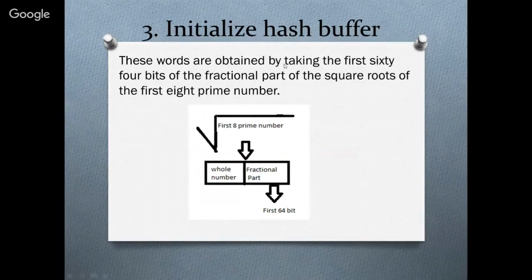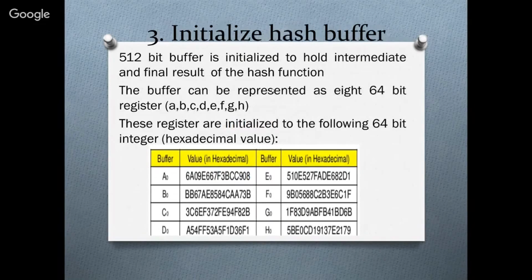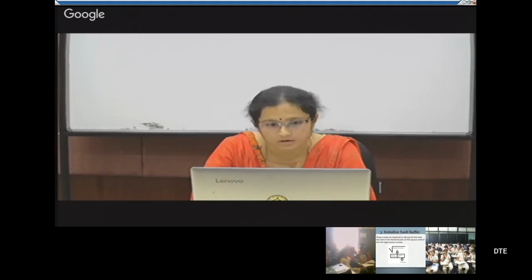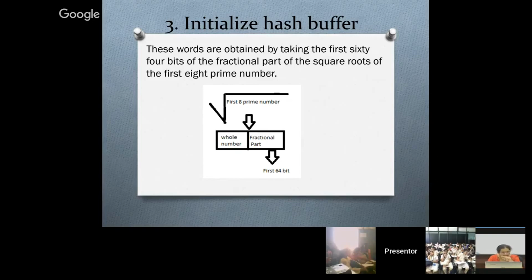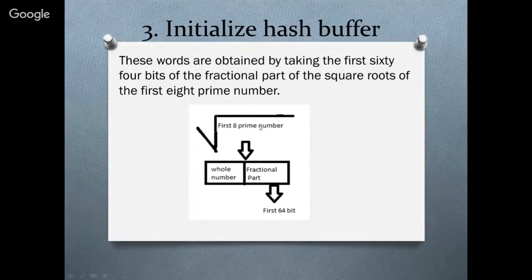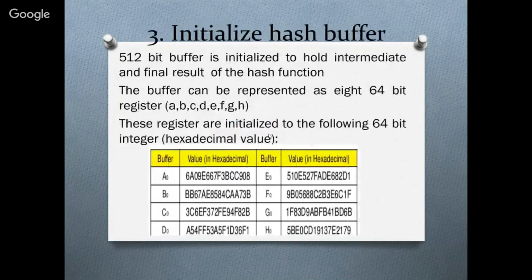Now, these words are obtained by taking the first 64 bits of the fractional part of the square root of the first 8 prime numbers. Here, these are the 8 registers which hold 64 bits, and these are constants. How did we get these values? I take the first 8 prime numbers and do the square root of each. When I do the square root, I get a value which contains a whole number as well as a decimal part. I neglect the whole number and take the fractional part of it. So the first 64 bits of the fractional part of the square root of the first 8 prime numbers is the value stored in this buffer.